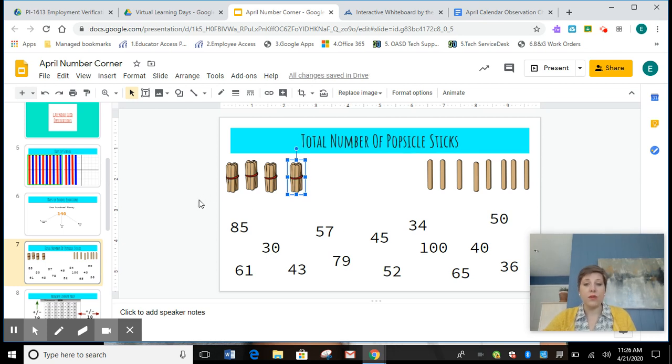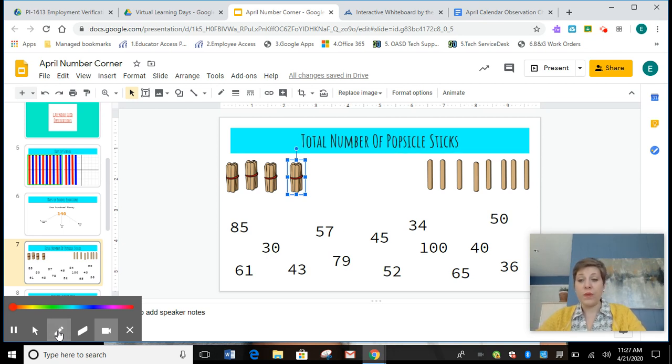Let's count up how many groups of 10 we have so far. 10, 20, 30, 40. We're already at 40, and I see some more sticks on the side. Do you see any estimates I could cross out or take away because they're either too high or too low? Right, we can take away 30. That is way too low.